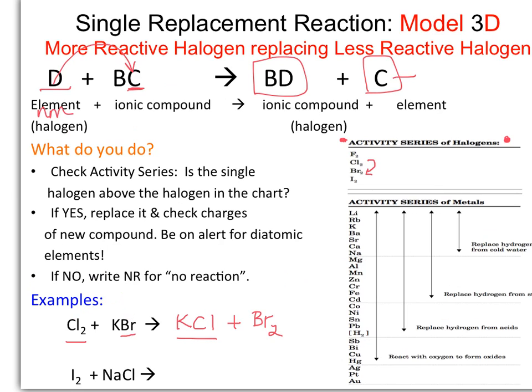And now I'm ready to balance this. And so I notice that I have 2 bromines on the right. I'm going to put a 2 here, and that gives me 2K. So I'm going to put a 2 here. That gives me 2 chlorine, and I have that over here, and now it's balanced.